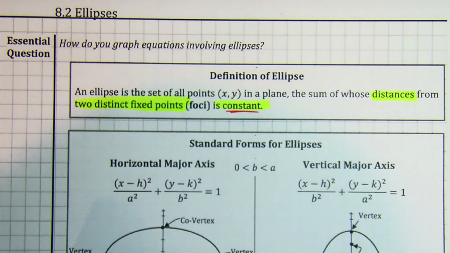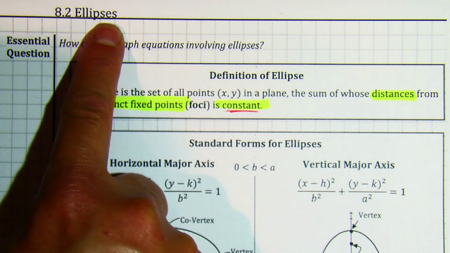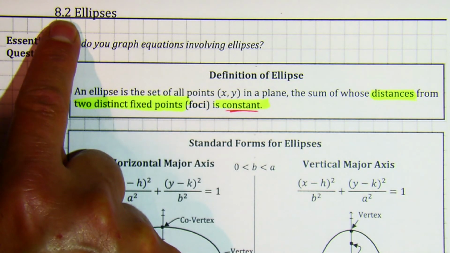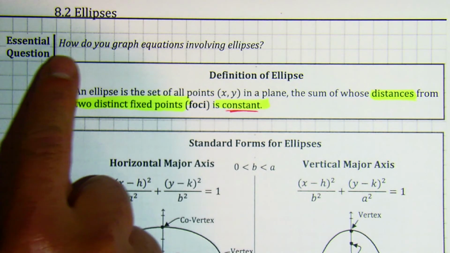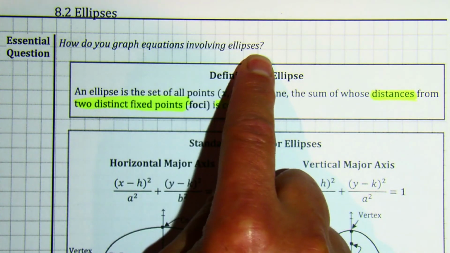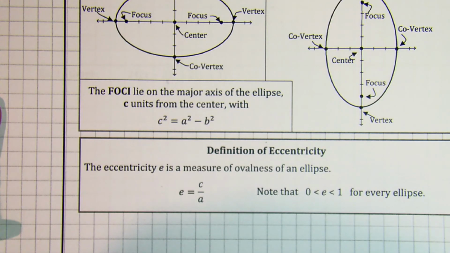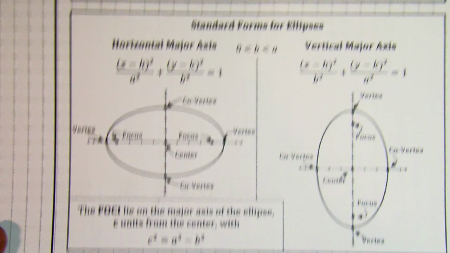Good morning. Today we are going to cover section 8.2, ellipses. Write down your title and your essential question: How do you graph equations involving ellipses? Go and paste your cutouts. We have all three cutouts at the same time, and we'll start once you are ready. Go and pause it.